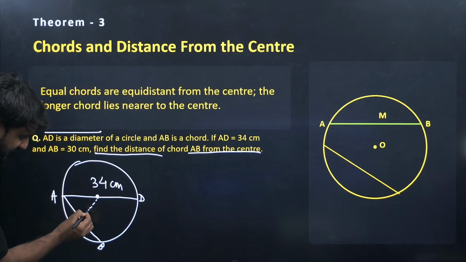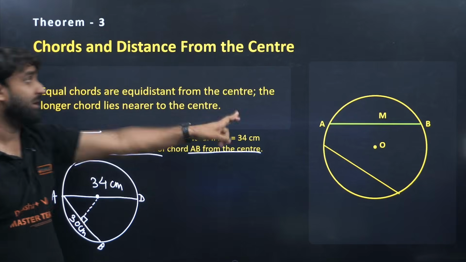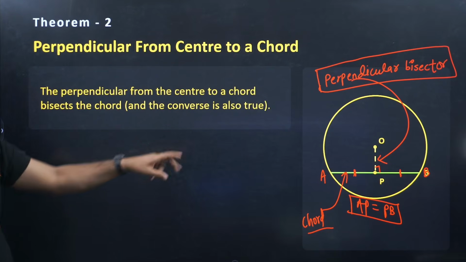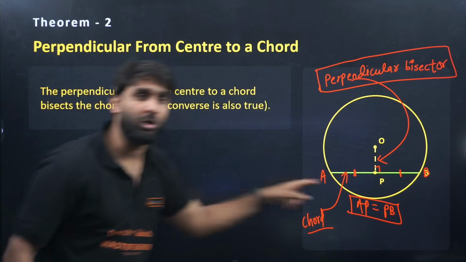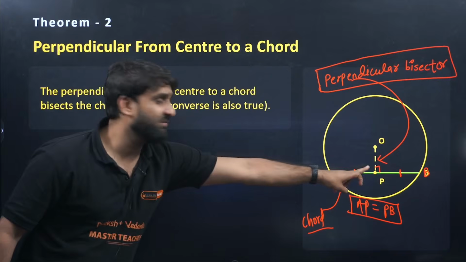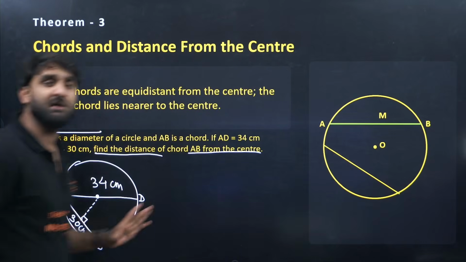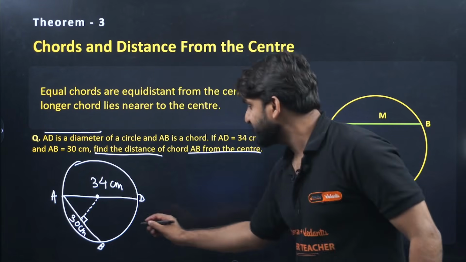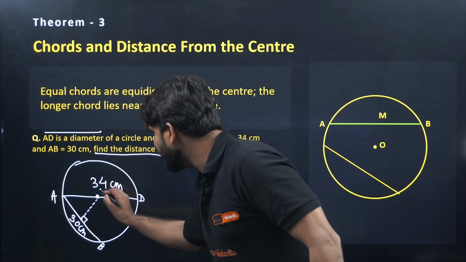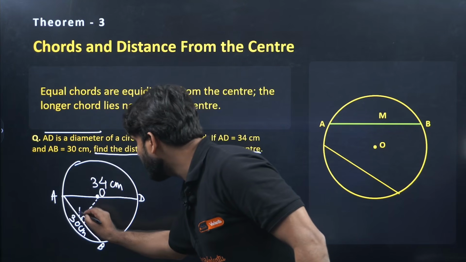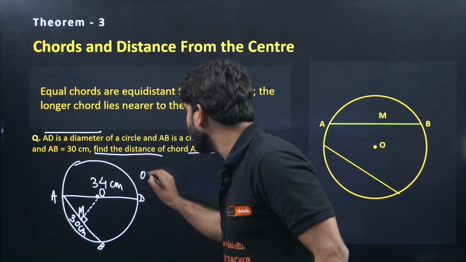And if we draw the line from the center, this will be perpendicular according to the theorem. When you draw a line from the center to a chord, it is always 90 degree. So this angle will be 90 degree, and we have to find out this. Let's say I'm mentioning this as O and I'm calling this M. So we have to find out OM.